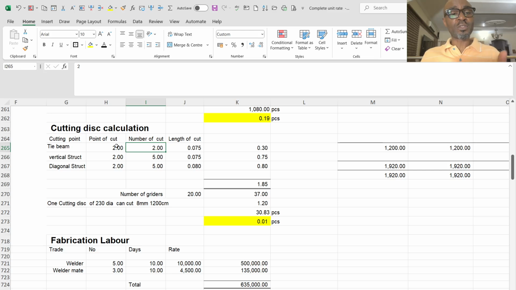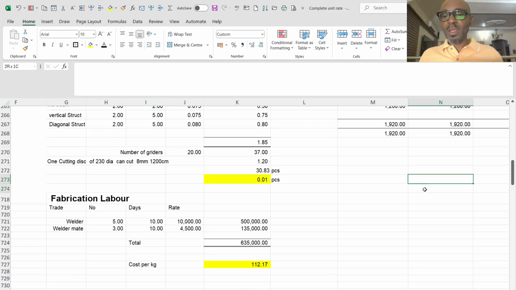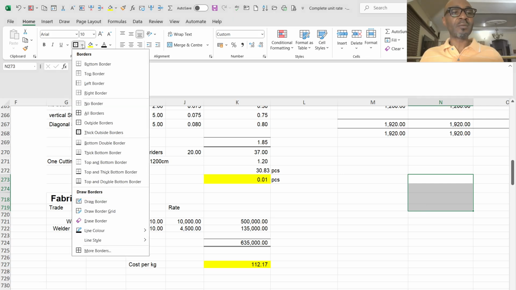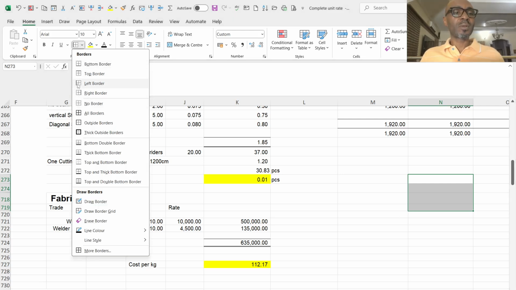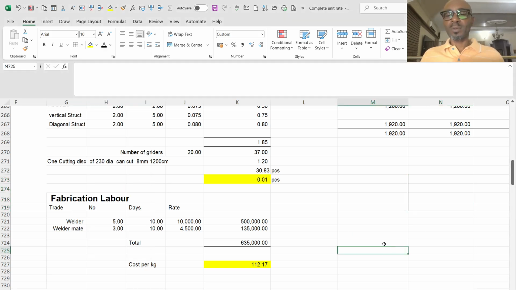So I now have the point of cut. This point of cut is because it is an angular iron, and the thickness of this angular iron is 8 mm. I'm going to cut 750, then I'm going to cut 750 this way. So which means I have an angular iron in this manner.